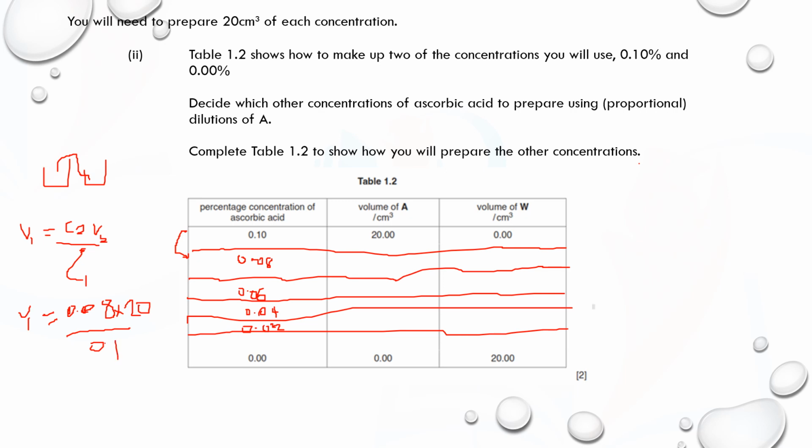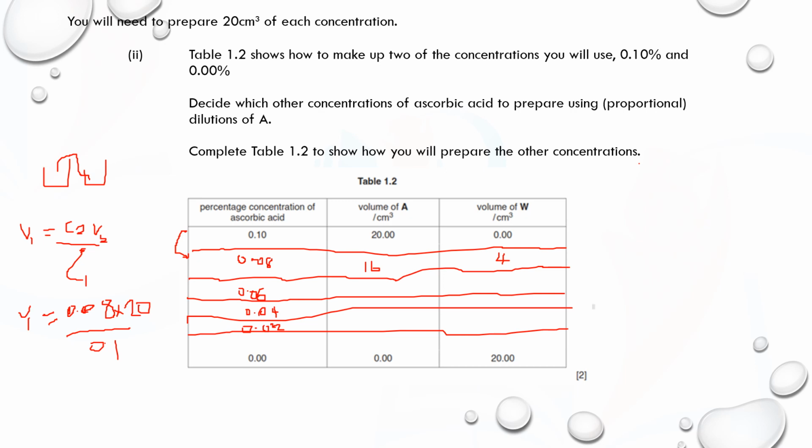So bring your calculator. You're going to have 0.08 times 20. All right, that gives you 1.6 divided by 0.1. 1.6 by 0.1. That's 16. So I get 16 here. So we're going to put water. What I'm going to put here is 4, the volume of water before.